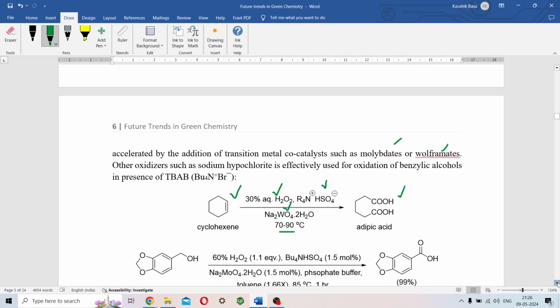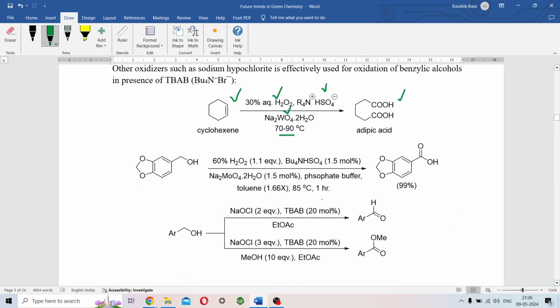Here is one more example. This time you are seeing that a 99% conversion has been achieved with 60% H2O2, and that's again tetrabutyl ammonium bisulfate as a catalyst. Only 1.5 mole percent is being used, and molybdate is present here in presence of a phosphate buffer, and we are using toluene as the organic solvent which houses this. H2O2 is definitely not very soluble in toluene, but this catalyst will shuttle the H2O2 from the aqueous phase to the organic phase where the oxidation will take place.